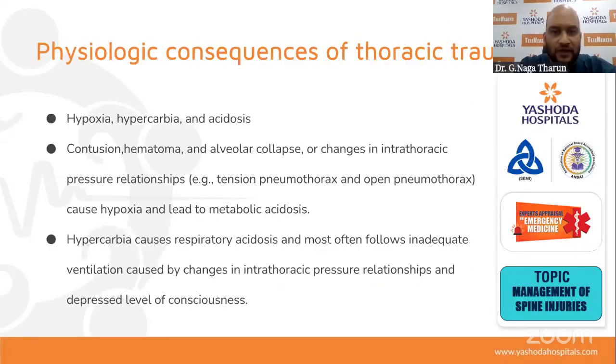The physiological consequences of thoracic trauma are hypoxia, hypercapnia, and metabolic acidosis. There may be contusion, hematoma, and alveolar collapse, or changes in the intrathoracic pressure relationship. Examples of major thoracic trauma include tension pneumothorax and open pneumothorax, which can cause hypoxia and lead to metabolic acidosis and sudden cardiac arrest. Hypercapnia causes respiratory acidosis and most often follows inadequate ventilation caused by changes in the intrathoracic pressure relationship and a depressed level of consciousness.